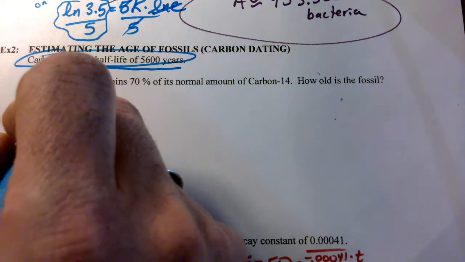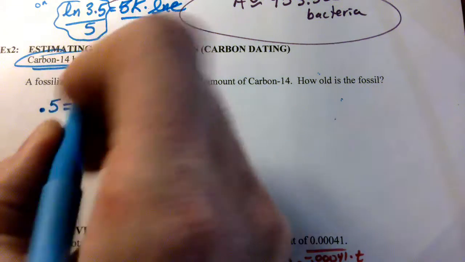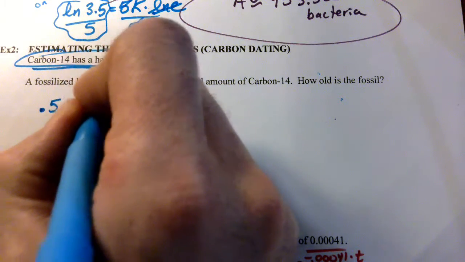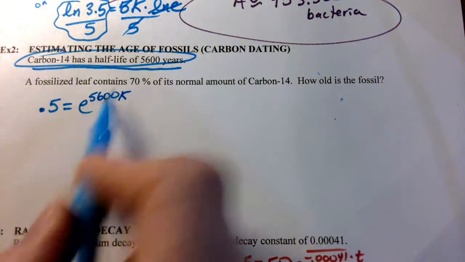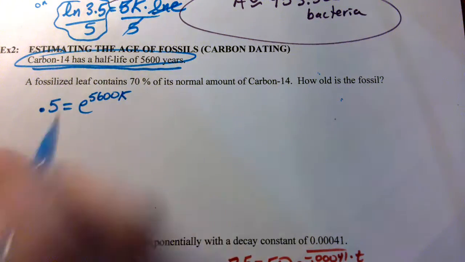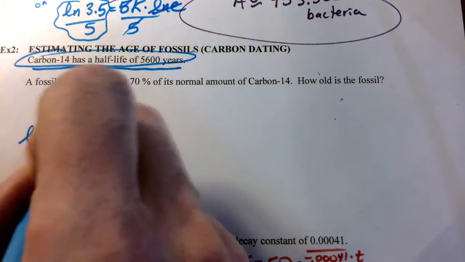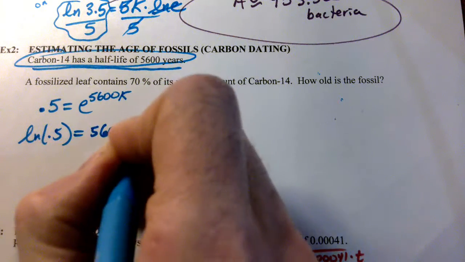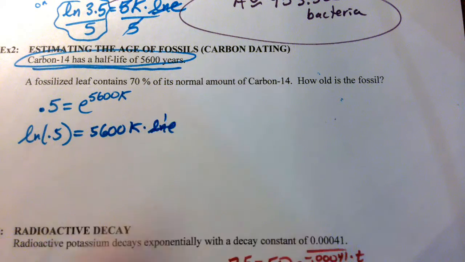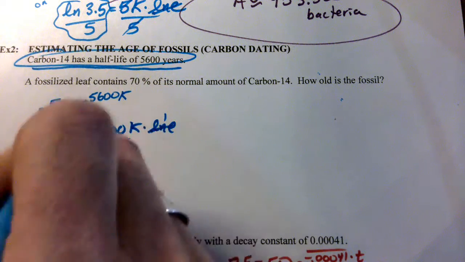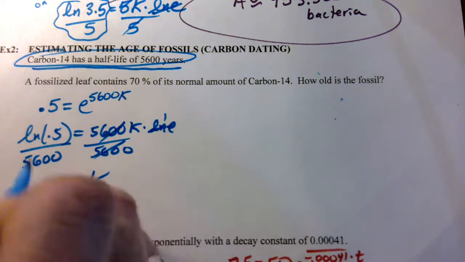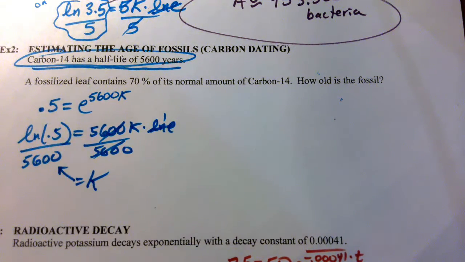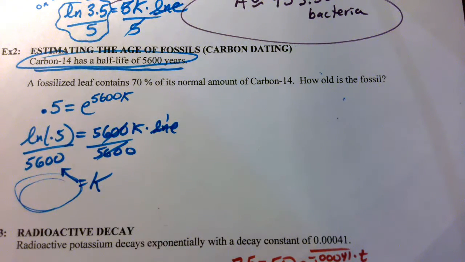So just start with anything. Here's 0.5 equals e to the 5600 k, because the rate times the years, half-life, that's how we get that. So then we do the natural log of 0.5 equals 5600 k times the natural log of e, divide by 5600, and you get the k value. I'm not going to round it right now. I'm just going to use it in the problem.